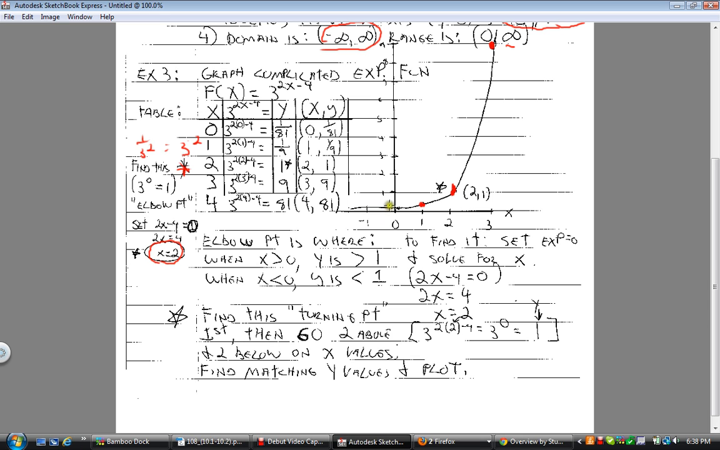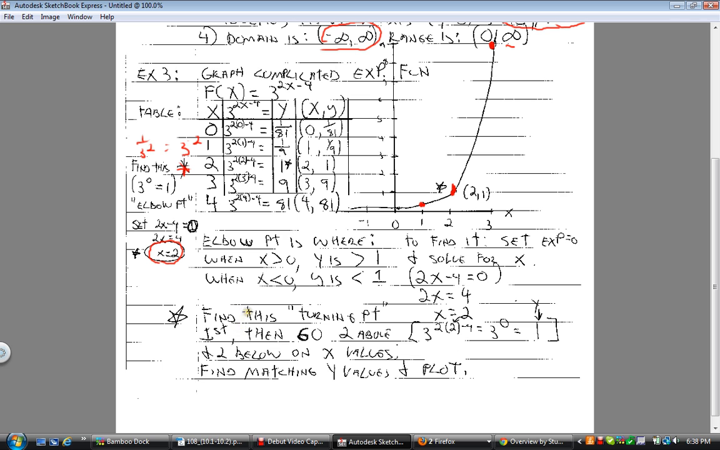And again, as you go down with negative values of x, you'll never cross the x-axis where y equals 0. So there's our graph for those. You want to take advantage of finding the turning point or elbow point. What value of x makes the exponent expression equal to 0? Once you've got that, just find a value of x below and above it, plug into your expanded xy table, and you will be good to go.